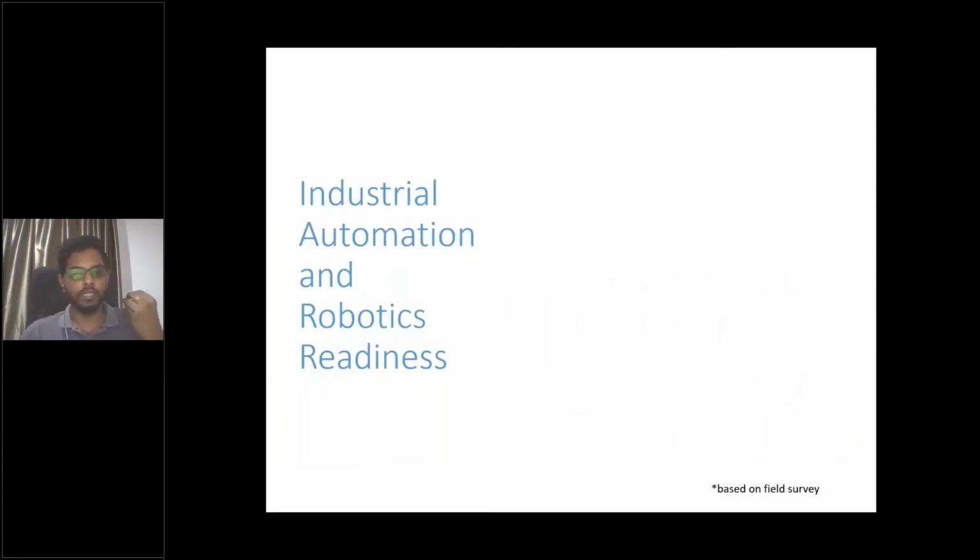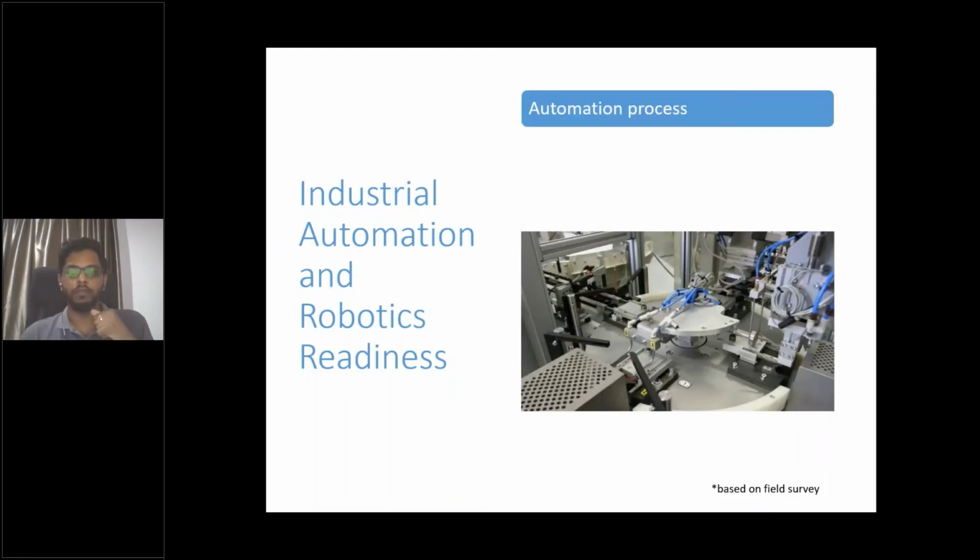Basically, in industrial automation and robotics, we can assess the readiness of a particular company in a list of ways. This list was created based on our field study and our experience implementing robotics and automation for our customers. The first thing when we go into the company, we evaluate the automation process, how well their process has been automated, and what can be done to improve it. For example, they may have individual machines in a line, and we look at how we can connect them together.